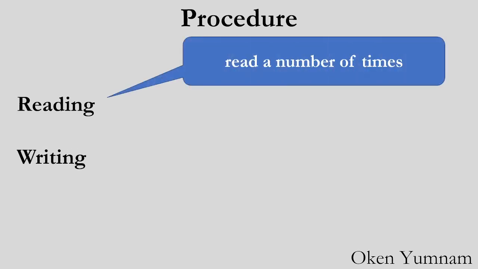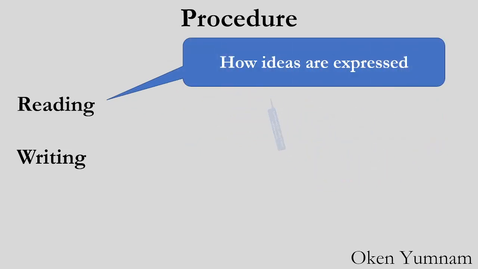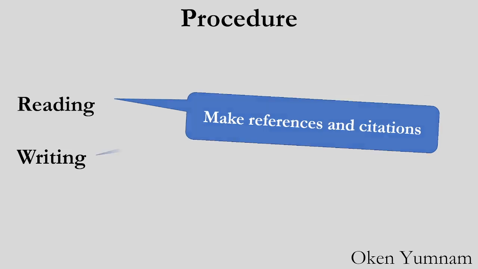Now, how to write a summary? Just like Précis writing, first reading, then writing. In reading here, instead of reading once, we have to read a number of times, again and again. After that, we have to try to understand the author's ideas and intentions. Once it is clear, we have to decide how the ideas are expressed by the author. And we have to make references and citations to the text in writing.